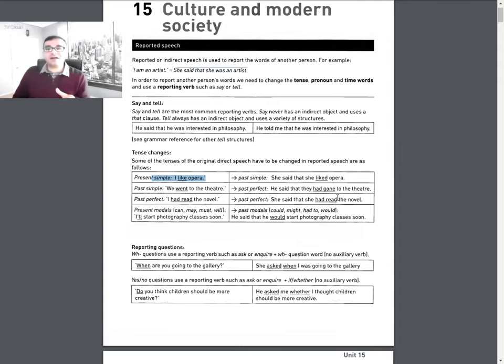It's not. In this case, you do not use reported speech. In this case, you have to use reporting verbs. For example, when I say, he said that he would start photography classes soon. He claimed that he will start the photography lesson at 5. Now, here we are using reporting verbs, not reported speech. So remember this technique, please, folks.